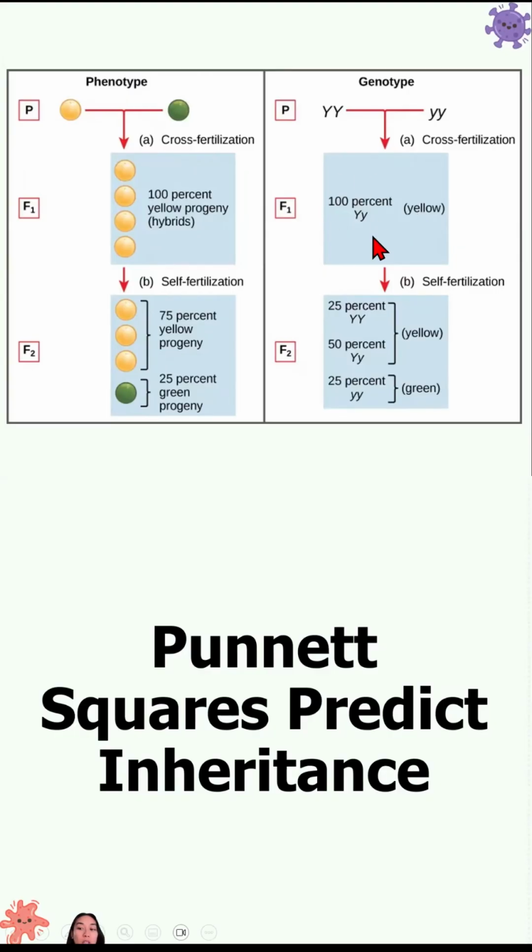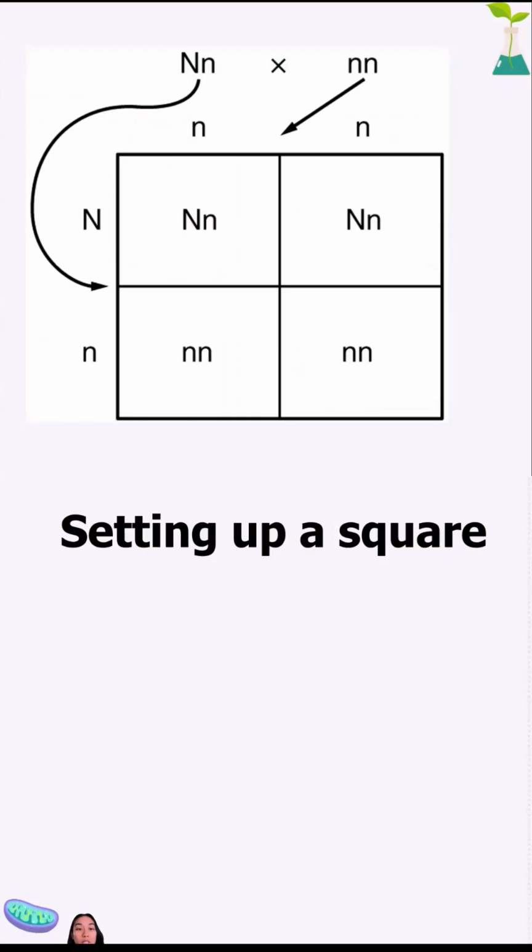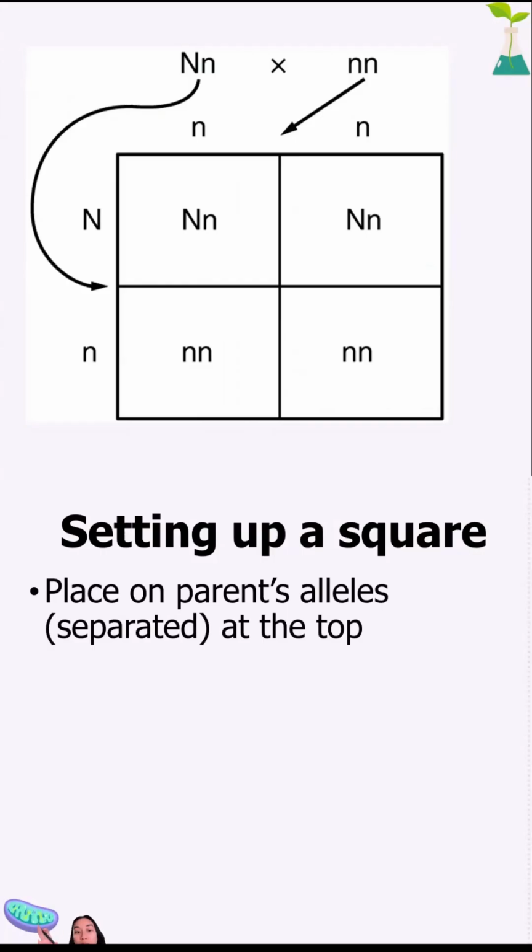Why did Mendel get 100% yellow, and then later, 75% yellow and 25% green? We're going to use Punnett squares to predict inheritance. The way you set up a square is, first of all, you want a 2x2 square. You put one of the parents' alleles on the top, and you separate the alleles. So if one of the parents is lowercase n for whatever gene or allele, you separate the two n's like that. And then the other parent, capital N, lowercase n in this case, you again separate the two letters out like that.